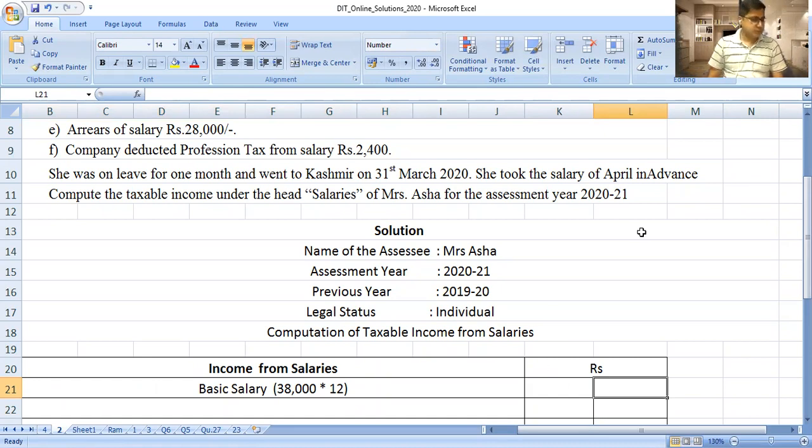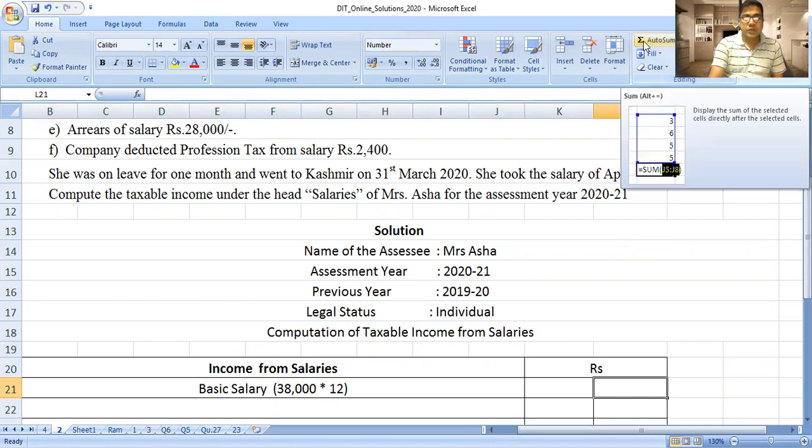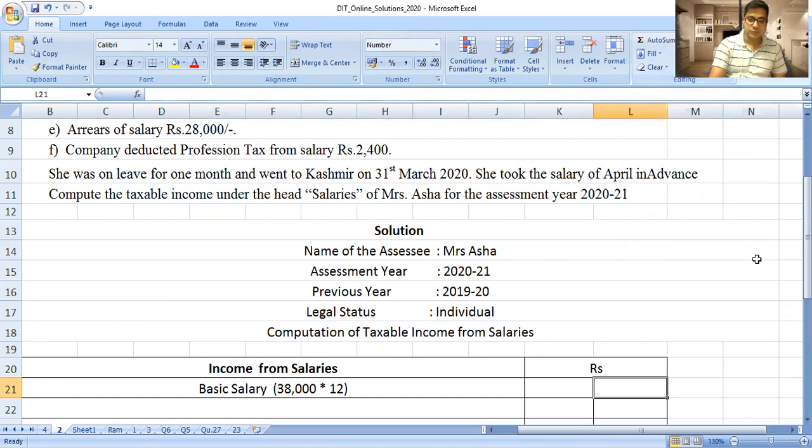Who can give the answers? 38,000 into 12. How much will come? Is there any answer? Yes, Vijay and Pallavi got the answers. That is 4,56,000. Okay, fine. That is the right answer. 4,56,000.